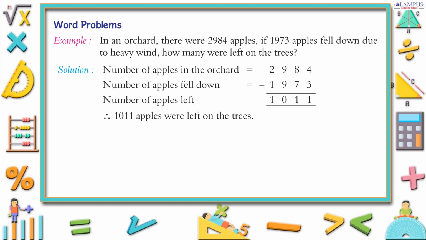Word problems. Example: in an orchard, there were 2,984 apples. If 1,973 apples fell down due to heavy wind, how many were left on the trees? Solution: number of apples in the orchard equals 2,984. Number of apples fell down equals minus 1,973. Number of apples left, 1,011. Therefore, 1011 apples were left on the trees.